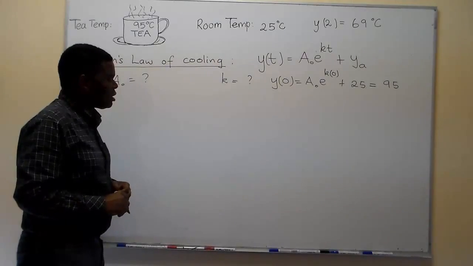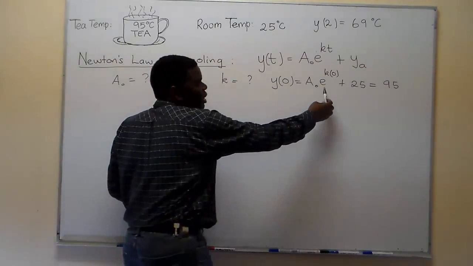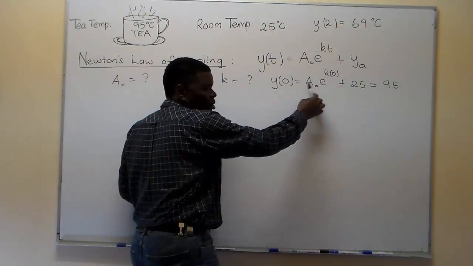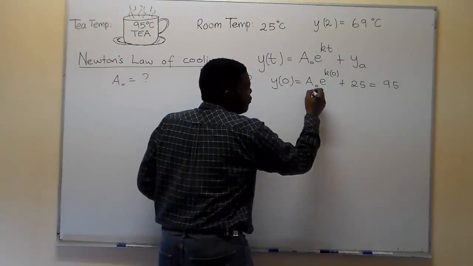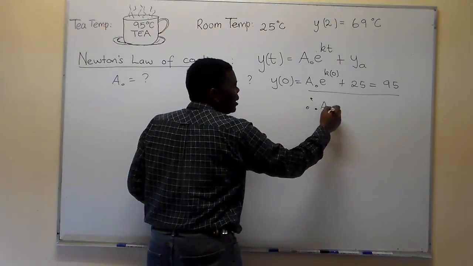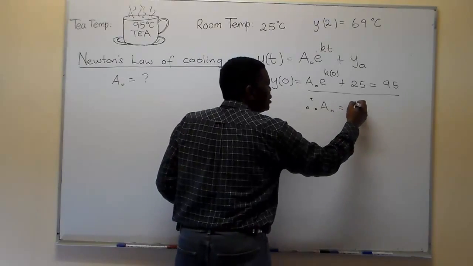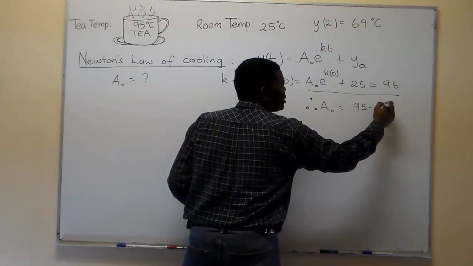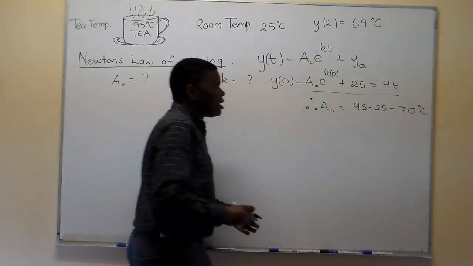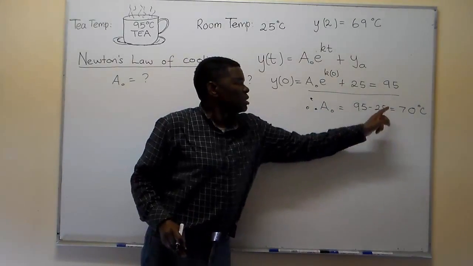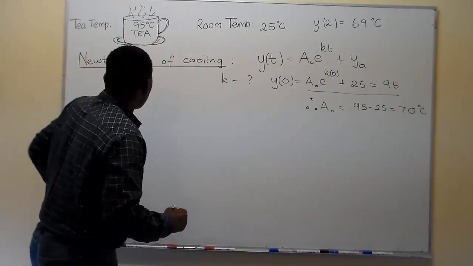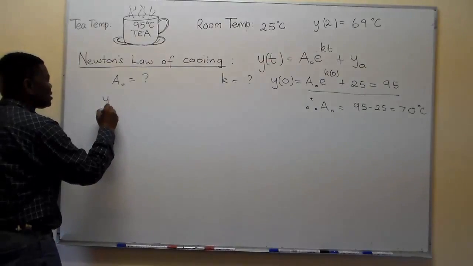Now, simplifying that, you notice that e to the power 0 is 1, times A0 is A0. Therefore, from this equation, we get that A0 is equal to 95 minus 25, which is equal to 70 degrees Celsius. Now, subtracting 25 on both sides of this equation, we get 70.